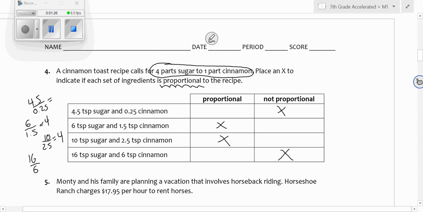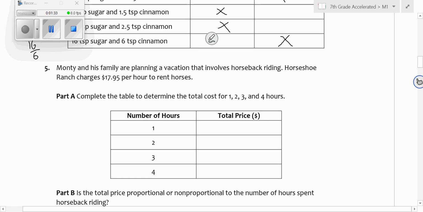All right, so this one was just seeing if you know that when it says proportional, it's just meaning equivalent ratios. All right, number 5, go ahead and try that one.